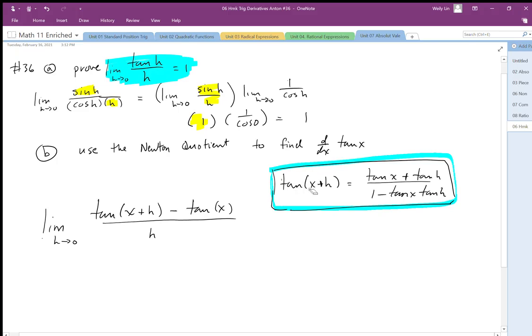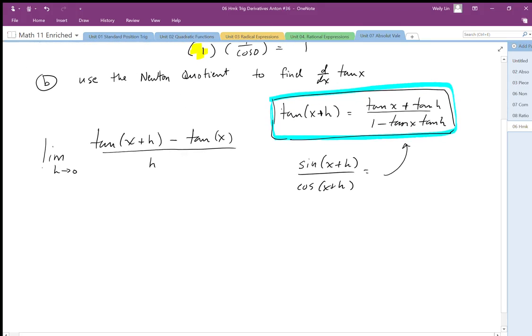We're going to use the identity tan of x plus h is equal to tan x plus tan h over 1 minus tan x tan h. If you don't know this identity, you could look it up, or alternatively, we could have used sine of x plus h over cosine of x plus h. You get a slightly different looking identity when you use the sum identity for sine and the sum identity for cosine, but it will be an equivalent expression, and we can just mess around with the algebra. This one tends to be a little bit easier to use for this particular problem.